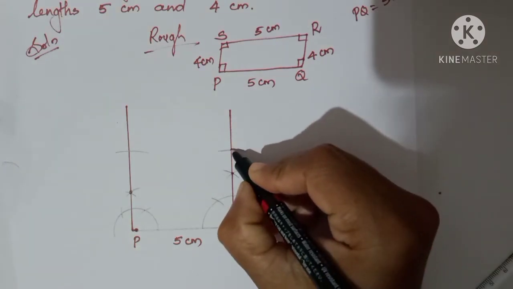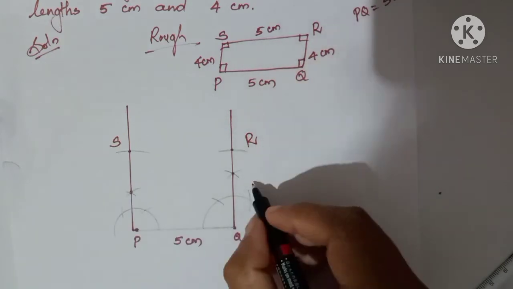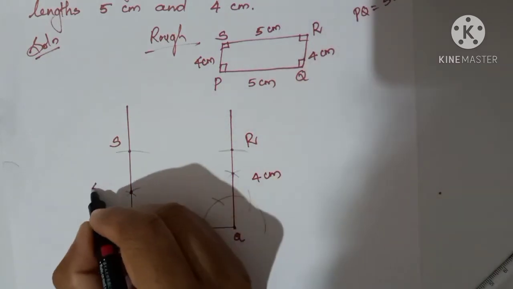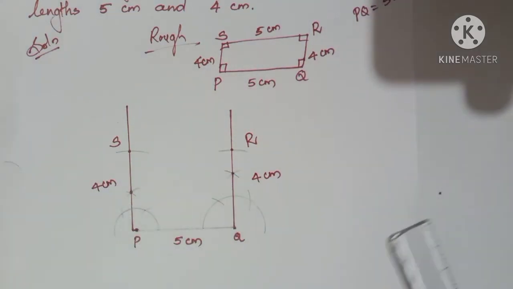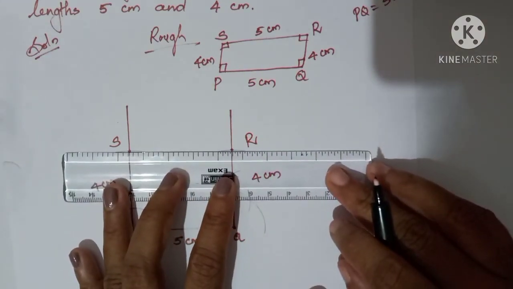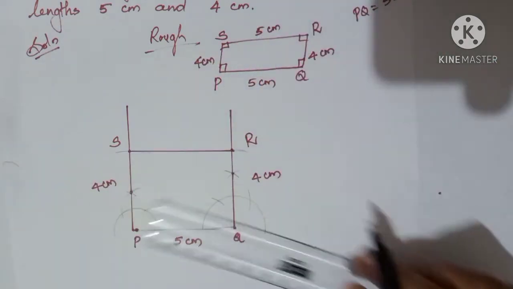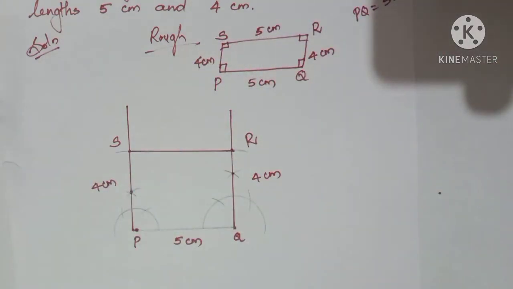So what is this point, children? R. And here? Yes. What is the measurement? 4 centimeter. Here also 4 centimeter. Don't forget to write the measurements. Now, next you are going to join SR. So, we have constructed the rectangle. Okay, children. Next, you want to write the steps. So, refer the textbook and read the steps and write in your own words. You can write the steps in your own words.